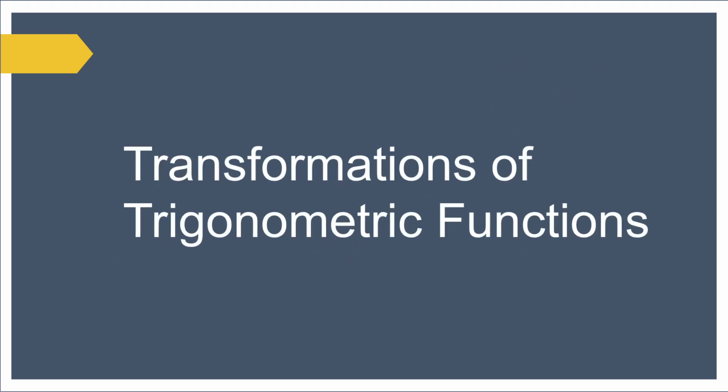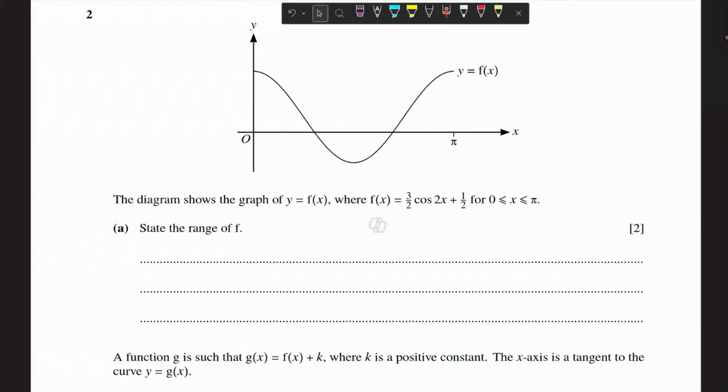At this point, we'd want to talk about transformations of trigonometric graphs. So I have a few examples that we're going to use for this. Starting with this question here, it says the diagram shows the graph of y is equal to f of x, where f of x is equal to 3 over 2 of cosine of 2x plus a half, for values of x ranging between 0 and pi. On part A, they say we should state the range of f.